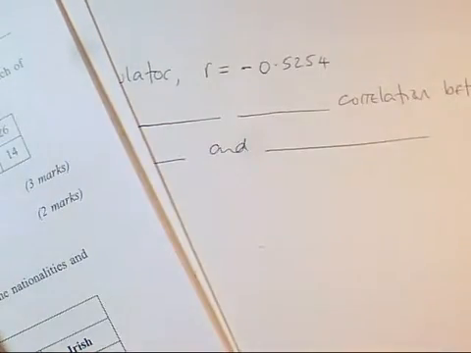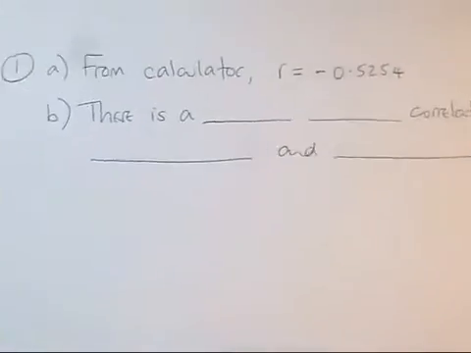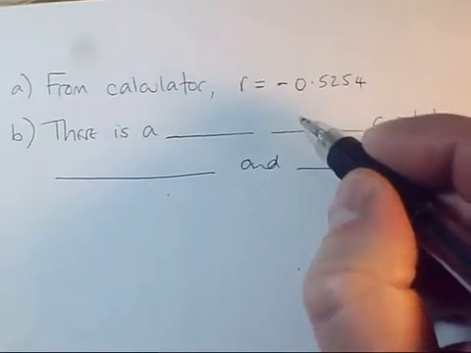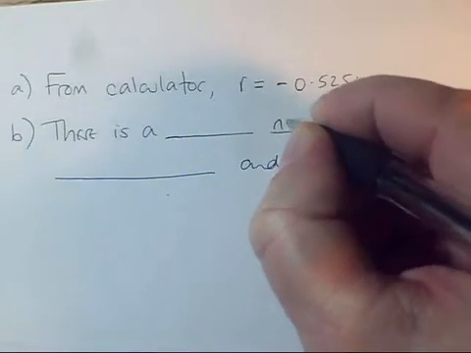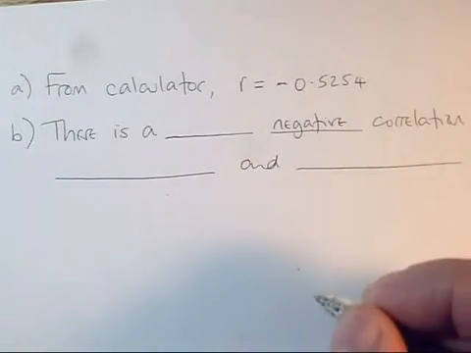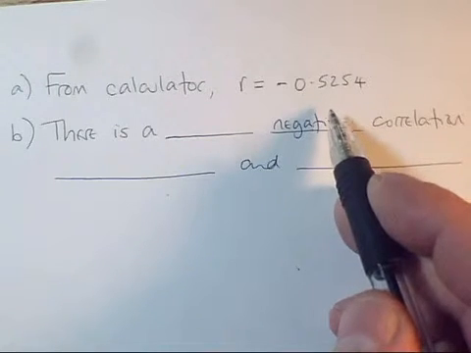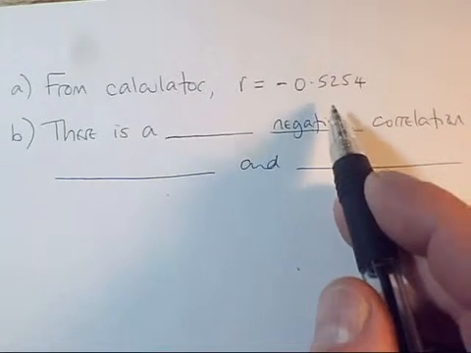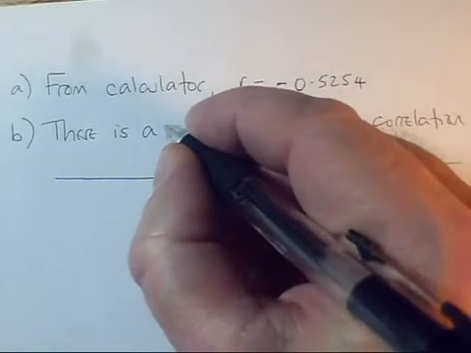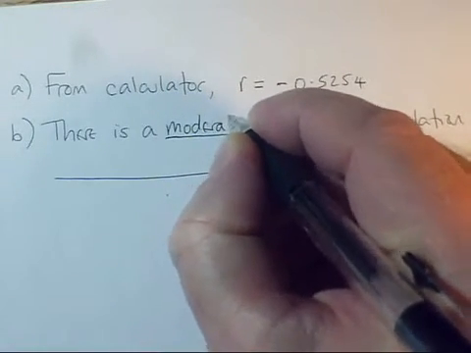And I now have to interpret, what does it say? Interpret that in the context of this question. So for the interpretation, I need to comment on the strength and on the sign. So this is clearly a negative correlation. And how strong is this? Well, it needs to be more than 0.7 in size before I get excited. This is merely moderate, or you could say there is some negative correlation.